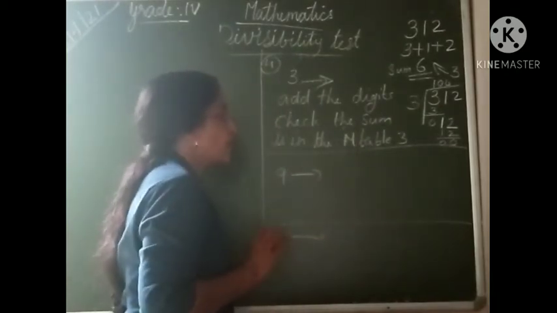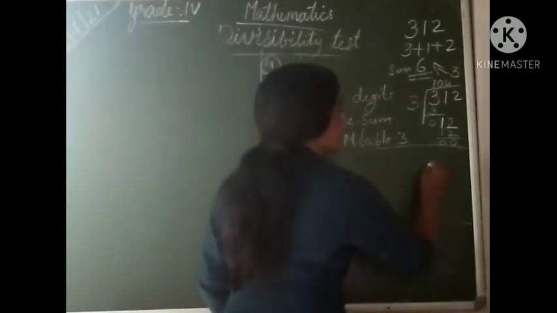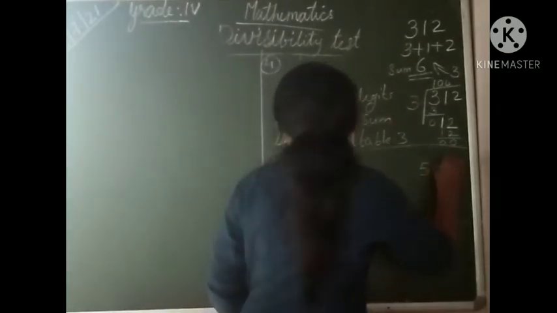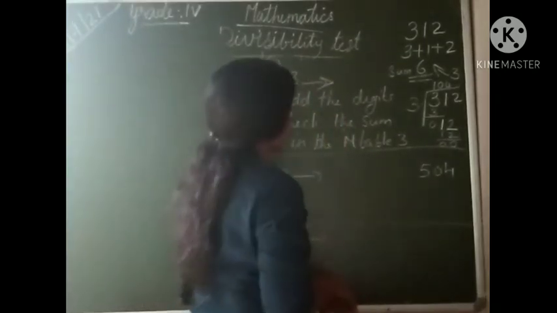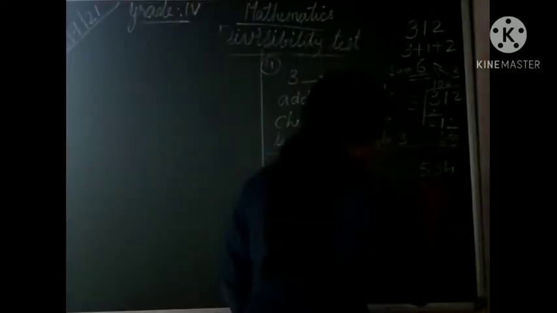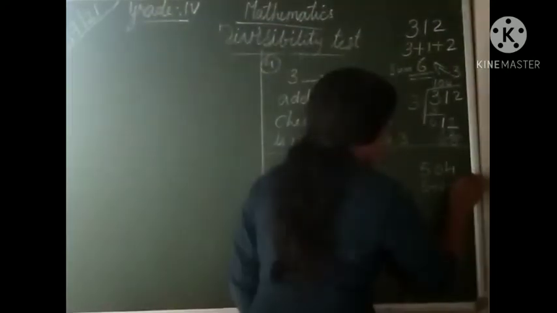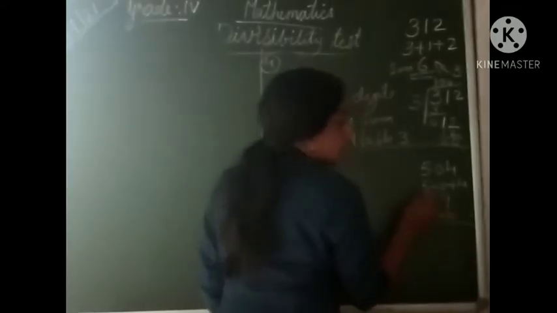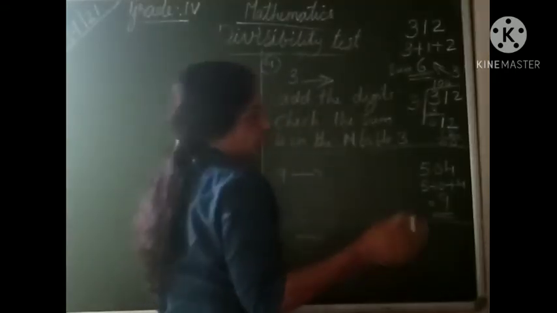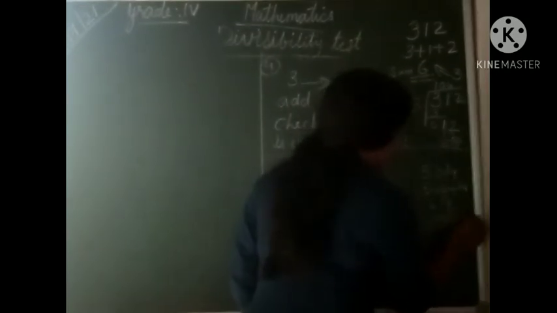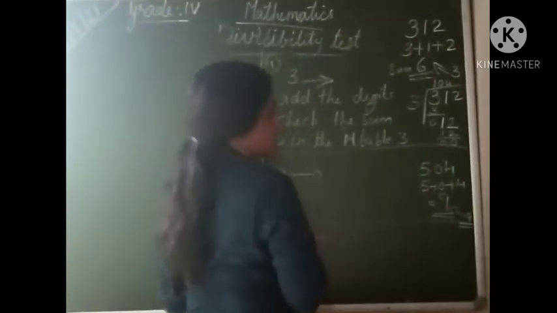Understood? In the case of 9 also, look, 5, 0, 4. I can say this number is divisible by 9. How? I add the digits: 5 plus 0 plus 4. What is the answer? 9. Then the answer is in the table of 9. The 9 table is 9, 18, 27. The sum comes in the table of 9. Then we can say this number is divisible by 9.